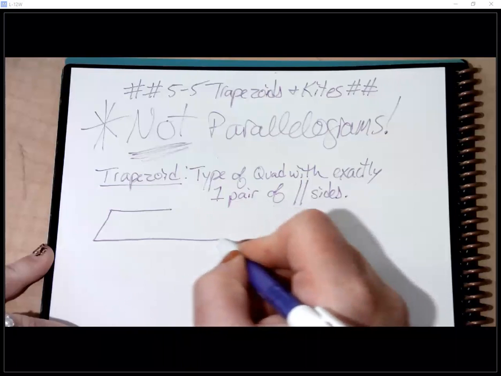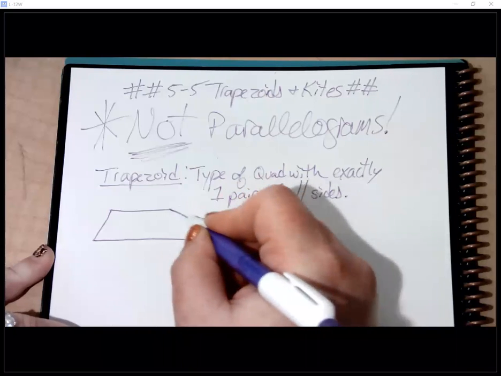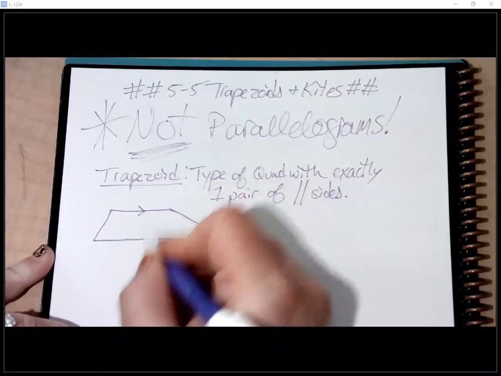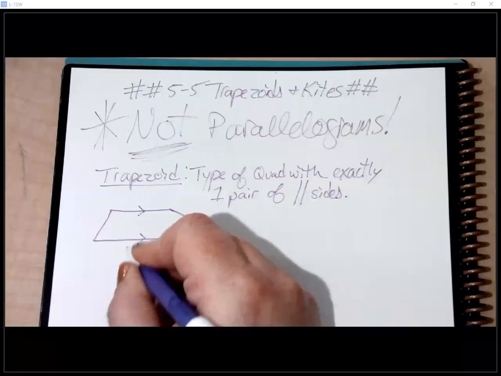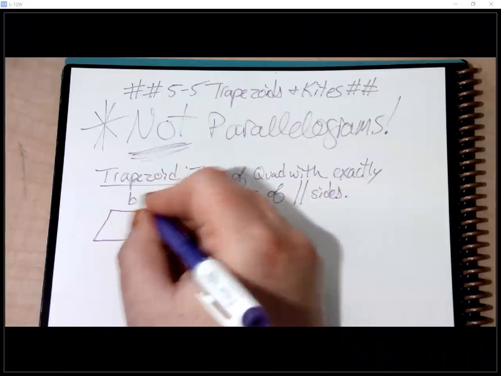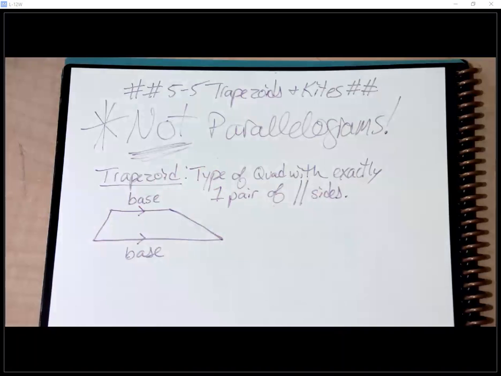So for example, it could look something like this, but I'd have to know that 1 pair of sides is parallel. Let's talk about the parts of the trapezoid before I move on. Those 2 sides that are parallel to each other, we call them bases. So they literally have 2 bases. You have a base here and another base here. The other 2 sides that are not parallel, we call those legs. So here's a leg, here's another leg.